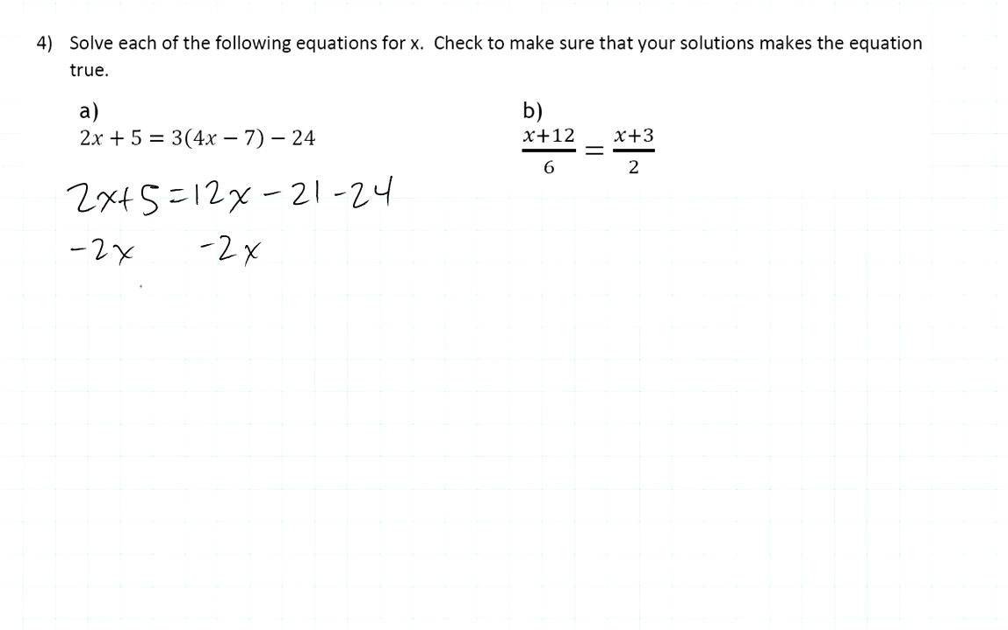So on my left-hand side now, I have a 5, and that equals 10x because 12x minus 2x is 10x. And then I still have a negative 21 and a negative 24, which would be negative 45. So minus 45. I'm going to add 45 to both sides.